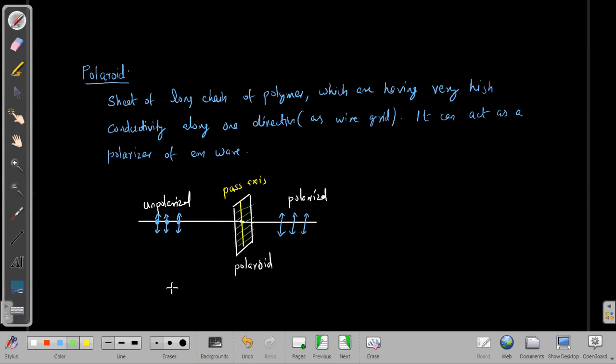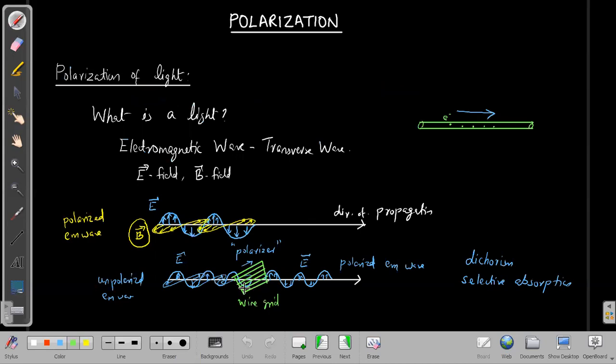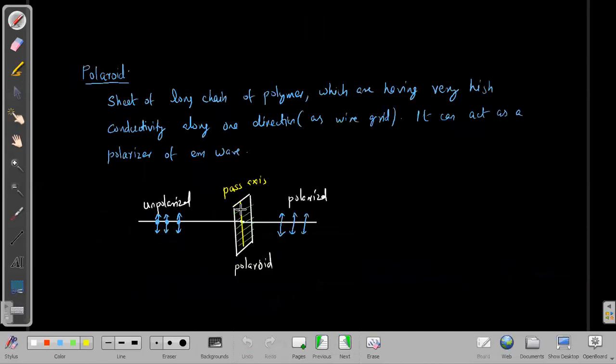So this Polaroid should have very high conductivity along this direction, like our previous wire grid. We have aligned the wire grid in the horizontal direction. So it is absorbing all horizontal components of the electric field and passing the vertical component. So the pass axis of this Polaroid is vertical. So this is the pass axis. And again, in this question, the pass axis is vertical, so it would have very high conductivity in the horizontal direction. That is why it is passing the vertical direction of the electric field.